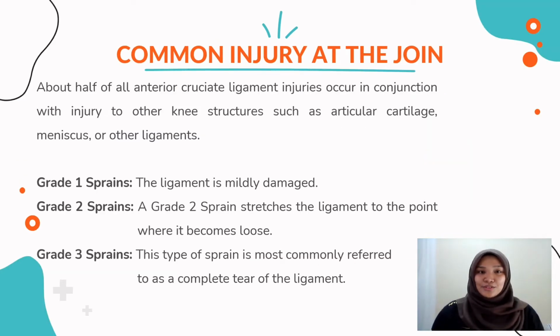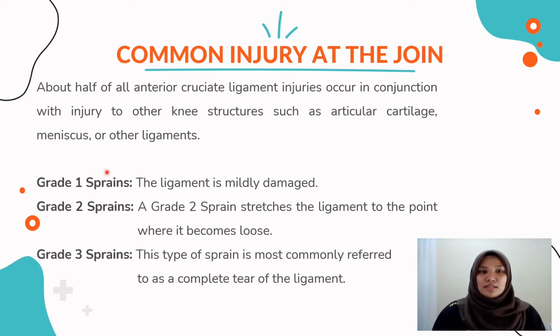Okay, now we go to the common injury at the joint. About half of all anterior cruciate ligament injuries occur in conjunction with injury to other knee structures, such as articular cartilage, meniscus, and other ligaments. In the ACL, there are three grades.